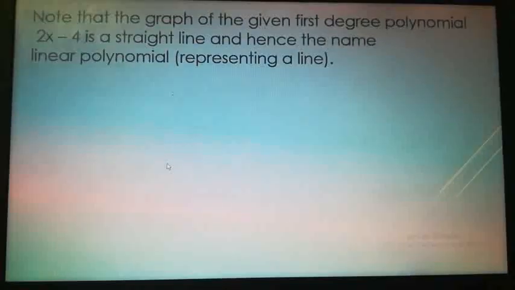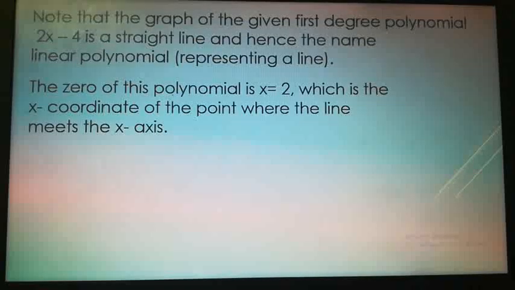Now see, this was a first degree polynomial. 2x minus 4 was a first degree polynomial. And you have seen that it was a straight line. And that is why it is given the name linear polynomial, because it represents a straight line. So first degree polynomials will always represent a straight line, and that is why they are known as linear polynomials.